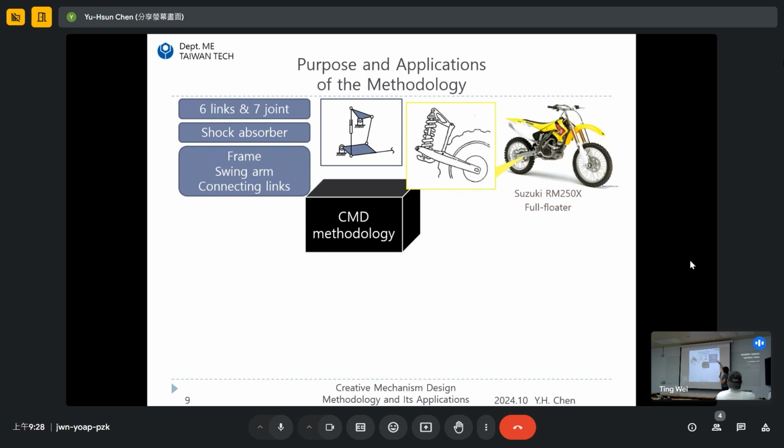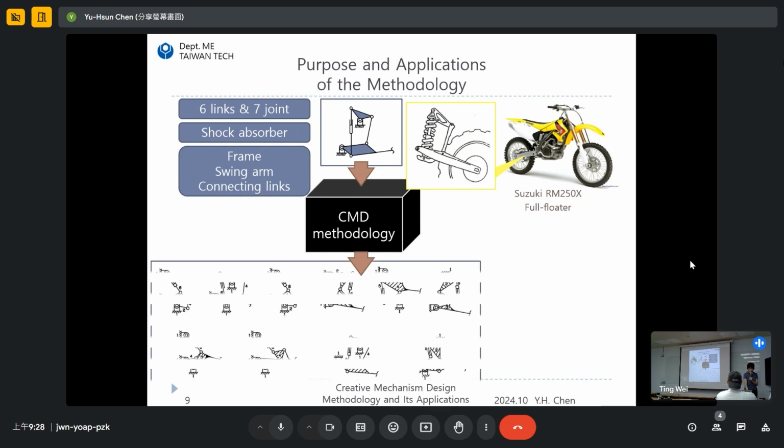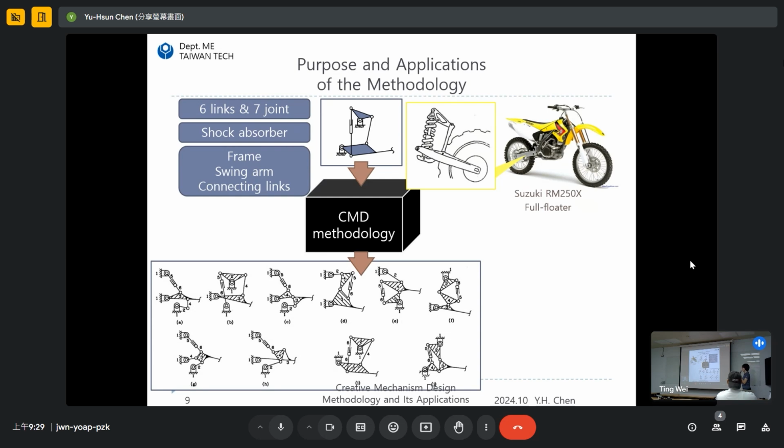And then we need a swing arm over here to connect the mechanism to the wheel. And then we still need some connecting links to generate all of the mechanism. And that is the characteristic we analyzed. So if we made them as an input to the methodology, what is the output? The output is we can generate other feasible mechanisms with the same function.